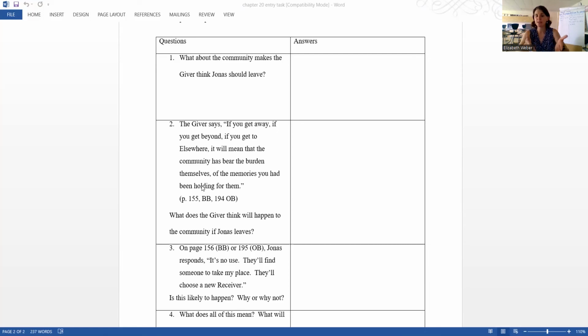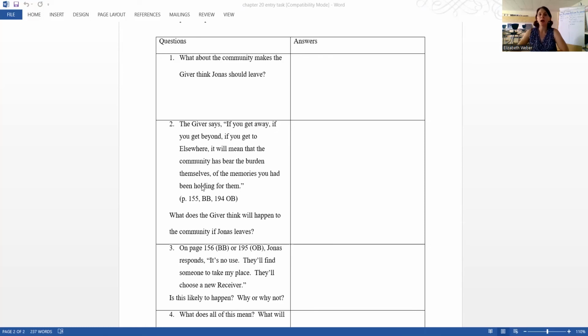And it tells you that this is on page 155 in the black book or 194 in the orange book. And it is important that you go there, look at what comes before, look at what comes after, and then discuss with your partner, what does the giver think will happen to the community if Jonas leaves? Now, there's a great big box there because of that quote. It's probably a pretty simple answer, but make sure that it's clear in what you're putting there.